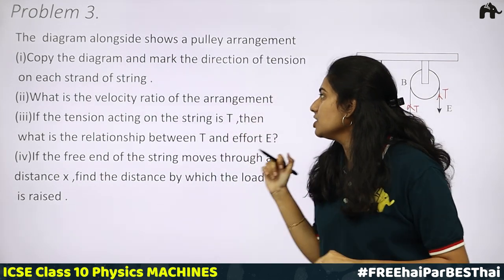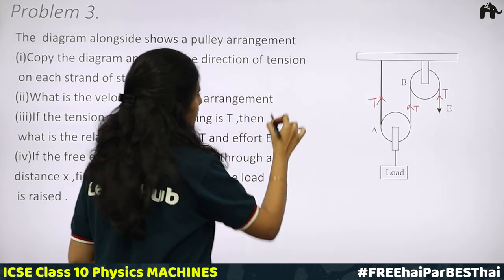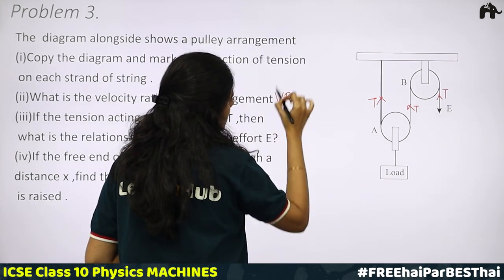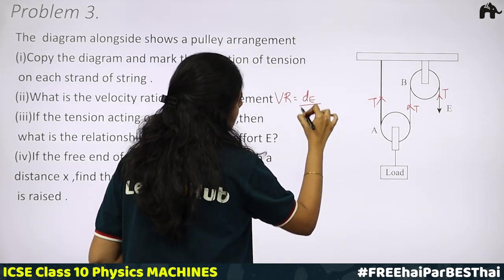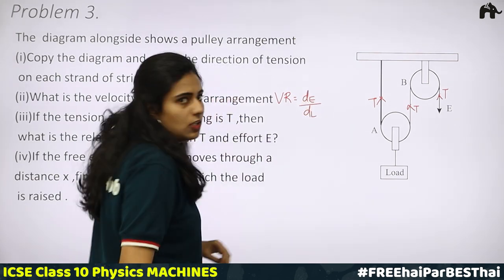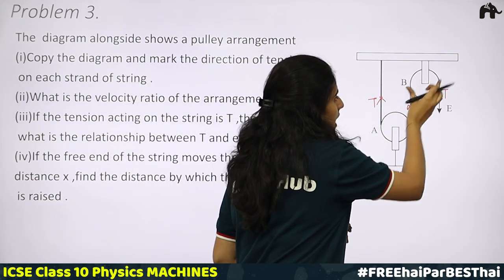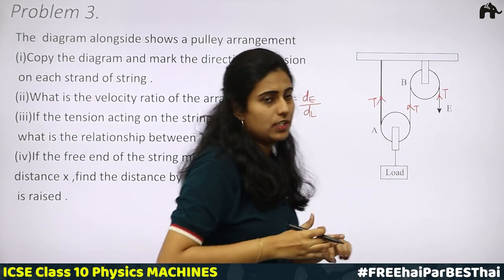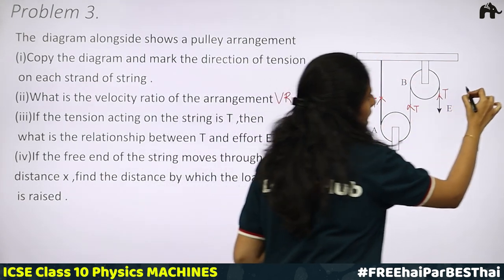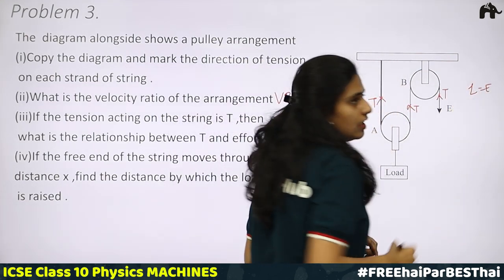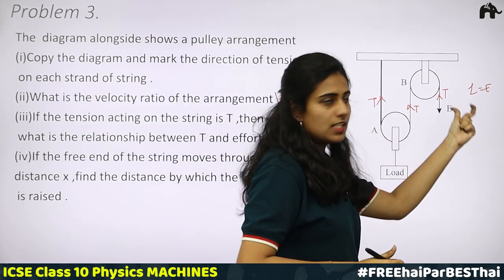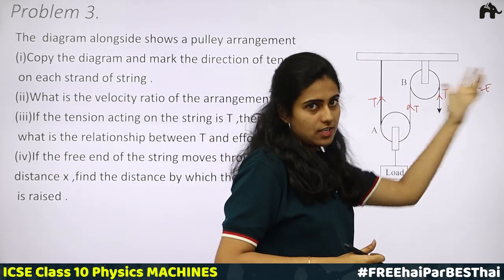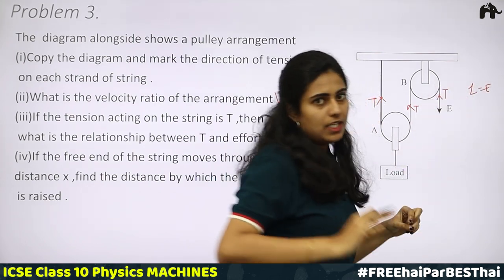What is the velocity ratio of the arrangement? How to find velocity ratio? We know velocity ratio is equal to distance moved by the effort divided by distance moved by the load. So in this system, we have a fixed pulley and a movable pulley. In case of the fixed pulley, load is equal to effort. In order to lift 100 newtons, we'll have to apply a force of 100 newtons. Load and effort will be the same.